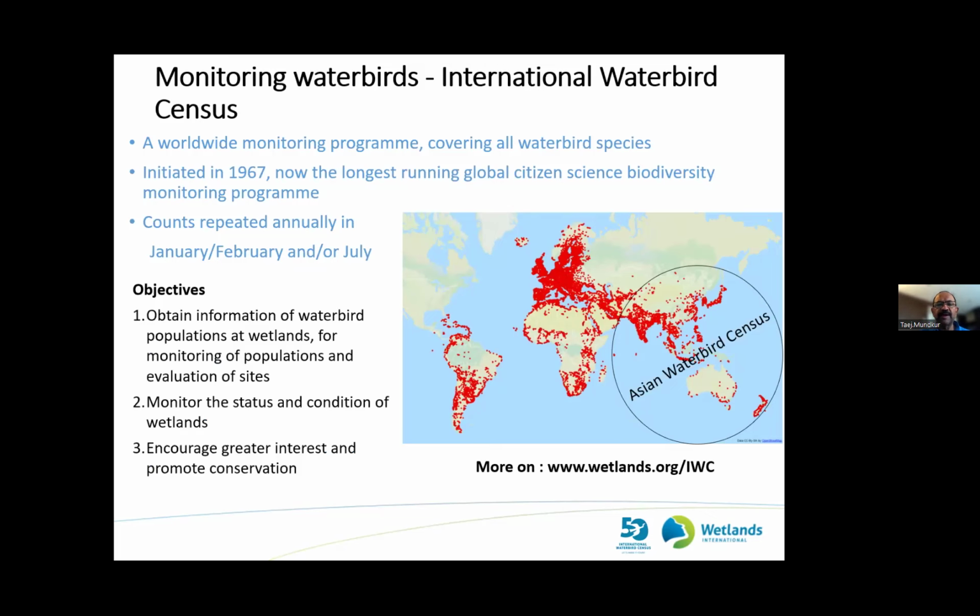There are three basic objectives. One is to obtain information on waterbird populations at wetlands, used for monitoring of the populations and evaluation of the sites. The second is to monitor the status and condition of the wetlands themselves. And thirdly, and quite importantly, is to encourage greater interest and support for conservation.